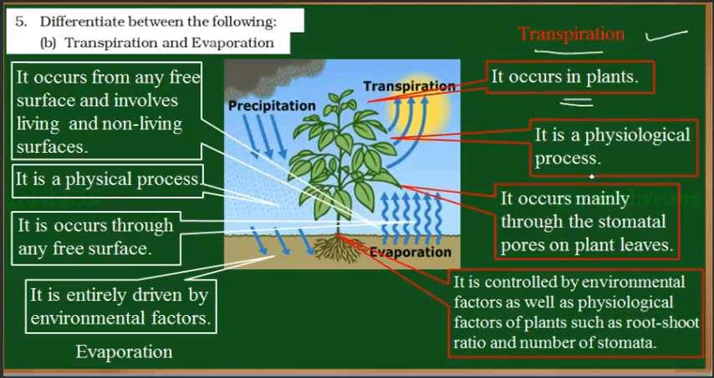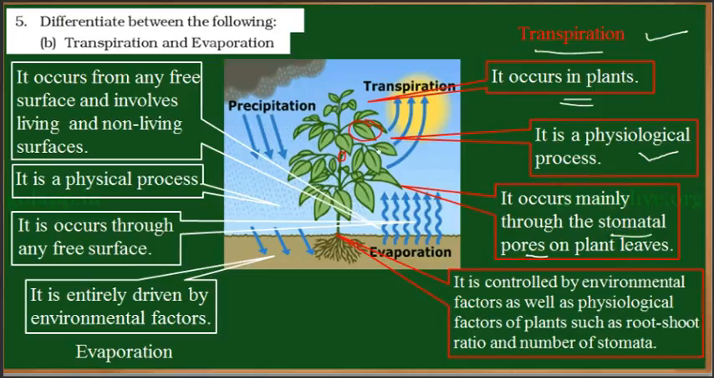For transpiration to take place, a living system is involved. A physical change is taking place, that is from liquid to gaseous, and a living system is involved. So we call this process a physiological process. Generally in plants, transpiration occurs from the surface of the leaf, and in some cases through the lenticels present on the stem. But the majority occurs through the surface of the leaf. So we can say transpiration mainly occurs through the stomatal pores present on the leaves.